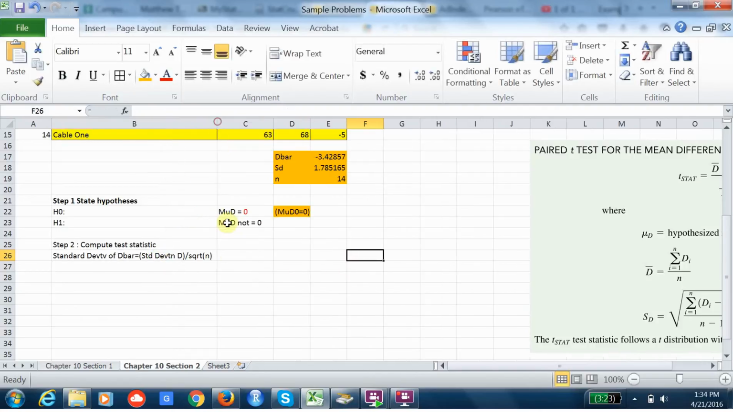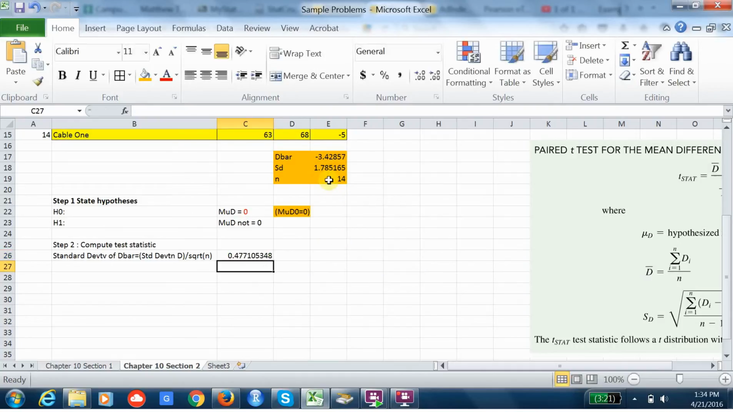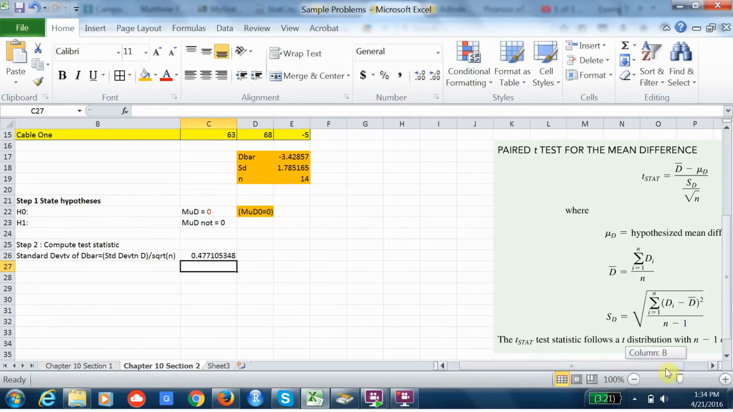And this sounds a little confusing because we're dealing now with capital D rather than x, but you could just think of x. The standard deviation of x bar was equal to the standard deviation of x divided by the square root of n. Well, it's exactly the same thing. So it's this divided by the square root of this. Okay. And now we're ready to compute our test statistic. Because notice that our test statistic here is just d bar minus mu d naught, which is 0, divided by the standard deviation of d bar.